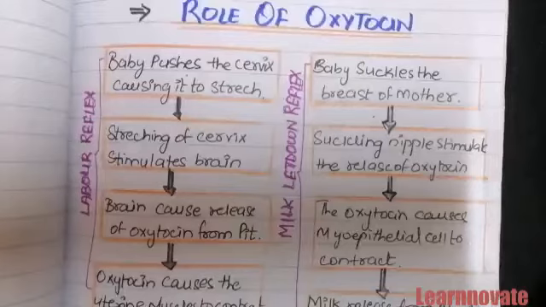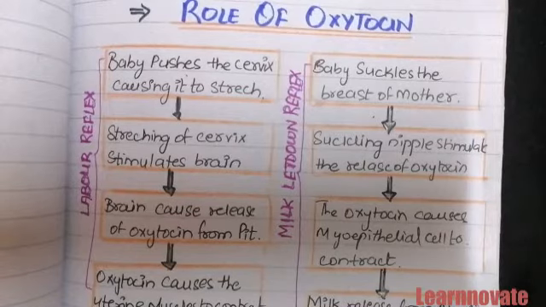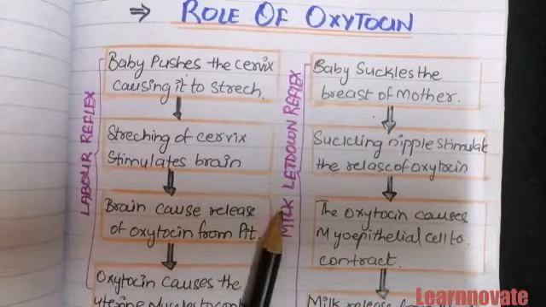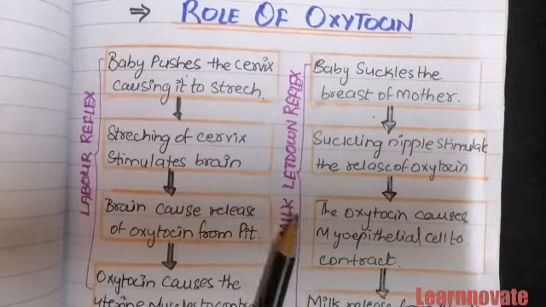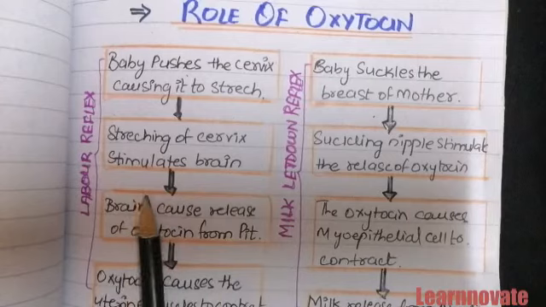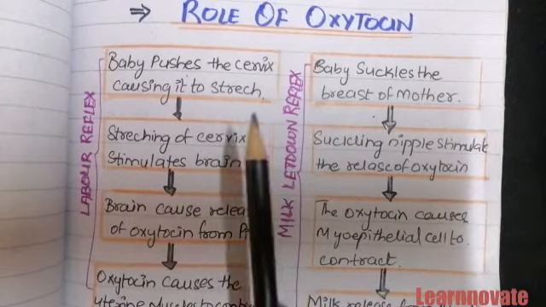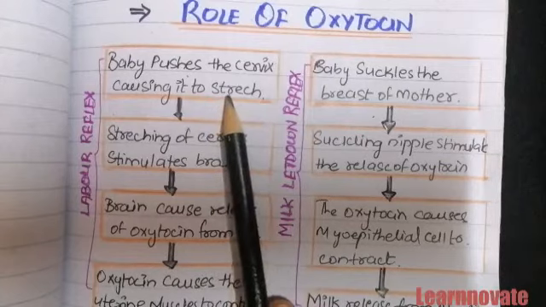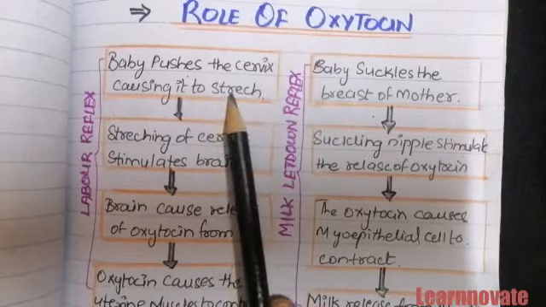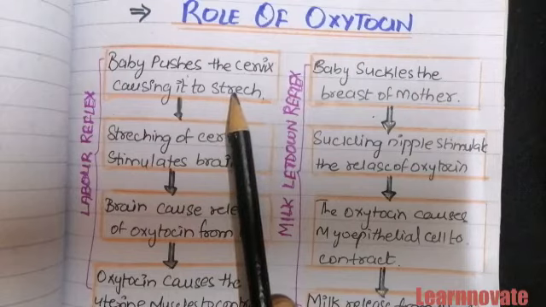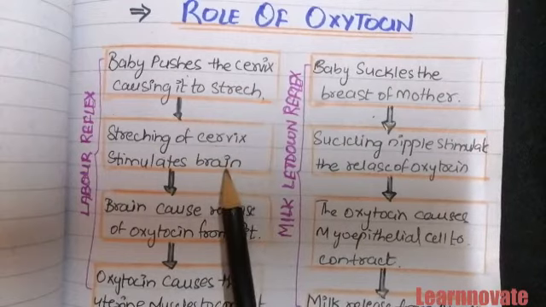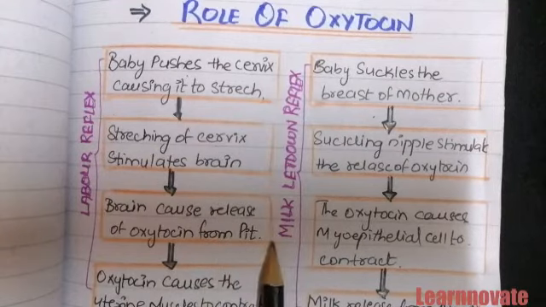Now coming to the role of oxytocin. Here you can see I have drawn two flowcharts because oxytocin is a dual action hormone. It acts in the labor reflex and it also performs the milk letdown reflex. First we are going to discuss the labor reflex. The labor reflex starts when the baby pushes the cervix of the uterus, causing it to stretch. At the time of the termination of pregnancy, the baby stretches the cervix more and more. The stretching of the cervix stimulates the posterior pituitary in the brain to release oxytocin.